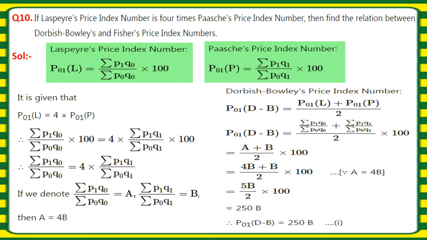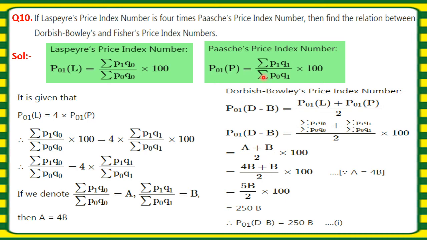Question number 10. If Laspeyres' price index number is 4 times Paasche's price index number, then find the relation between Dorbish-Bowley's and Fisher's price index numbers. So first we will write Laspeyres' price index number and Paasche's price index number. P01 of L is equal to sigma P1 Q0 upon sigma P0 Q0 into 100, that is Laspeyres' price index number, and Paasche's price index number is P01 of P is equal to sigma P1 Q1 upon sigma P0 Q1 into 100.